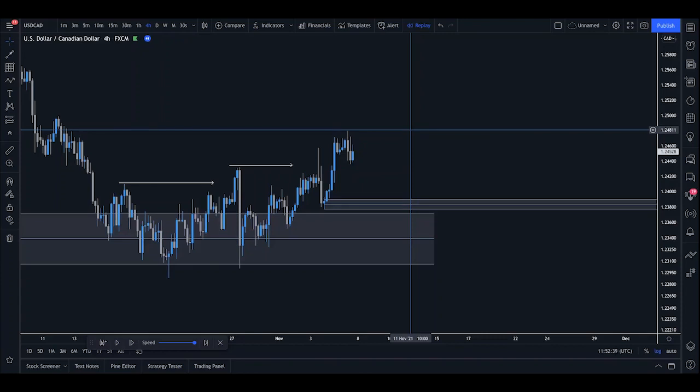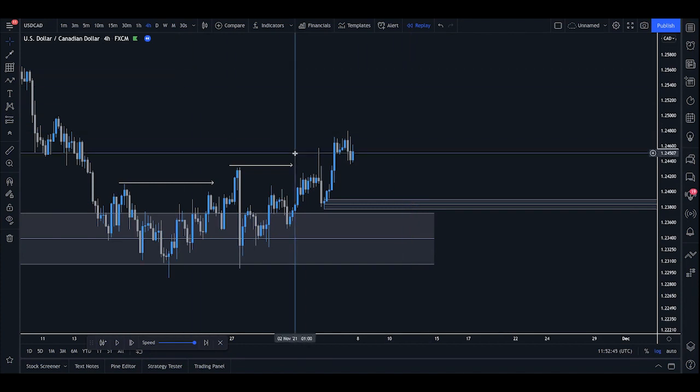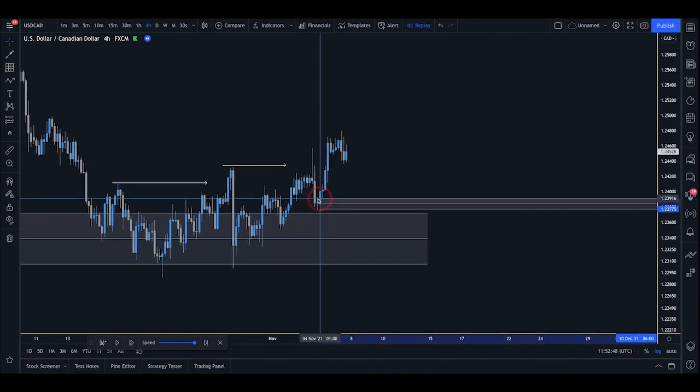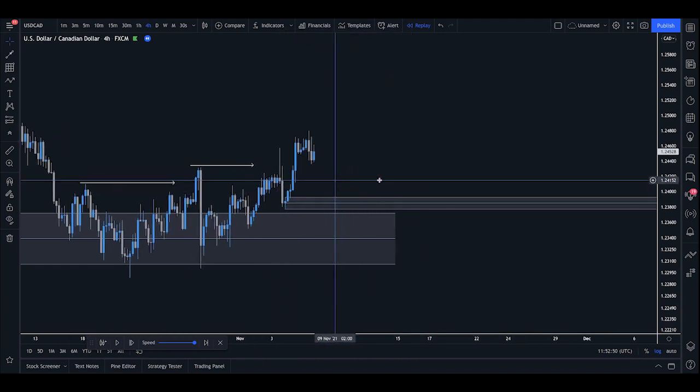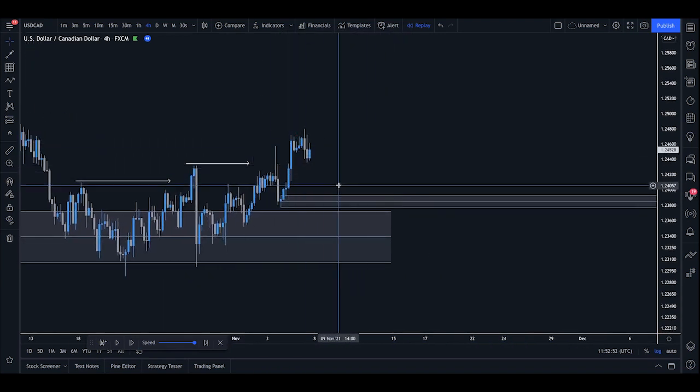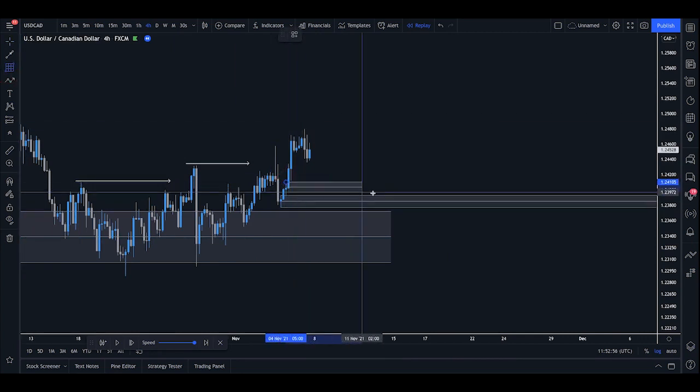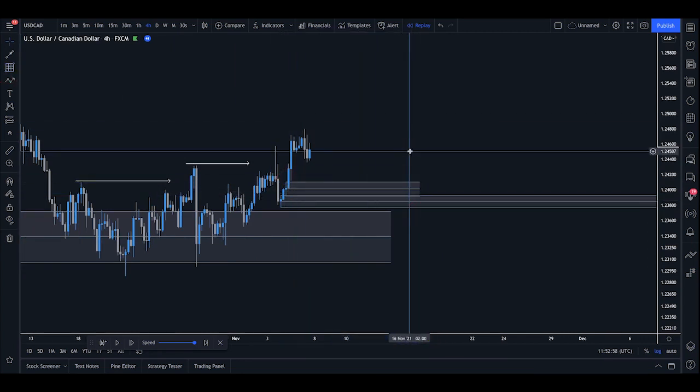So when it comes to finding entries, it very much comes down to what we spoke about towards the end of the previous video. We have our setup formulated on the higher timeframes, and now we want to find the best place to buy or sell from. Following on with this USD CAD buy idea, we can see that we do have those two intertwining zones, and this makes it a little bit tricky to know the best place to buy.